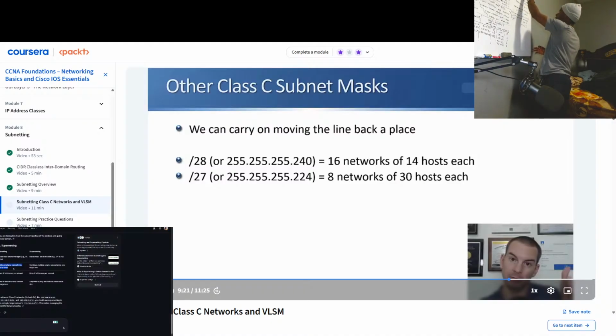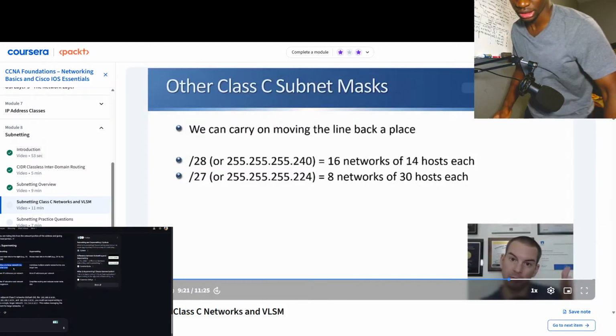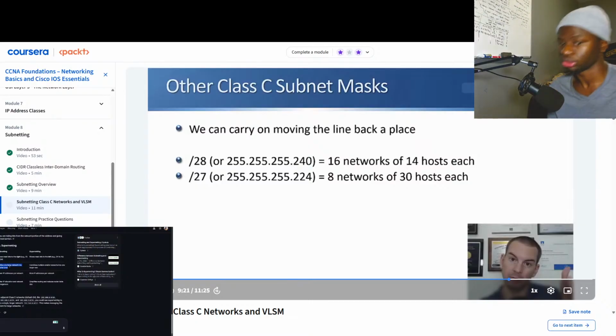Dividing one large network into small ones. Okay, having a simple explanation like that is so good. We can move the line back again, just like that.